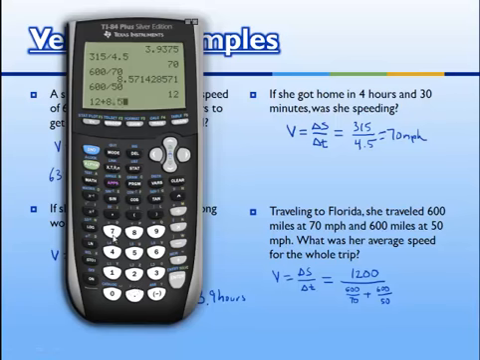I'll round it to 8.57 hours. That gives a total time for the trip of 20.57. Now we can take the total distance and divide it by the total time, and we get an average speed of 58 miles per hour.